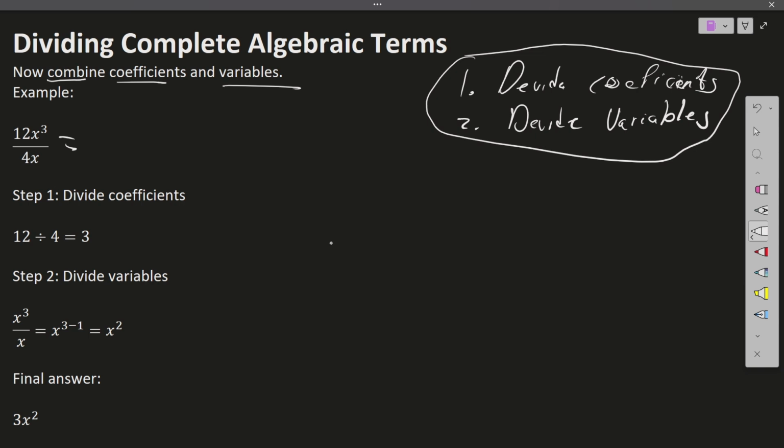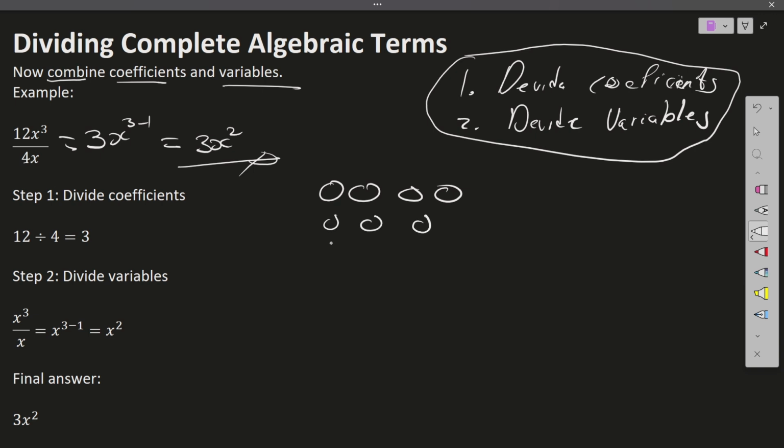So 12 divided by 4. 12 divided by 4 is 3, I believe. Yes. And then x to the power of 3 divided by x, so it is x to the power of 3 minus 1. So it is 3x to the power of 2. Yes. We can verify this for those who do not understand.